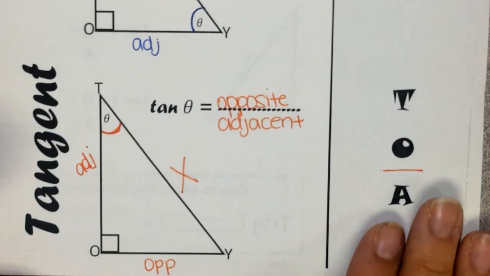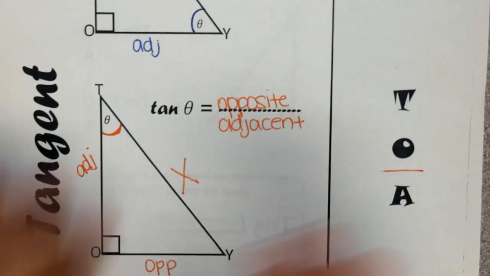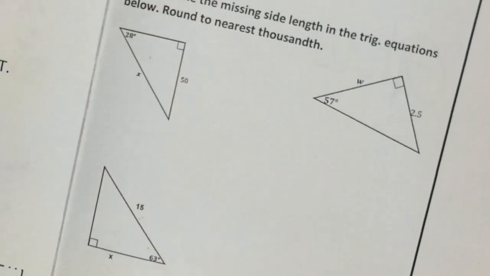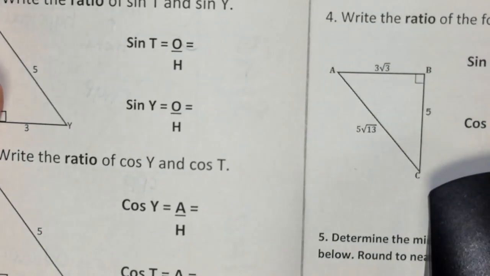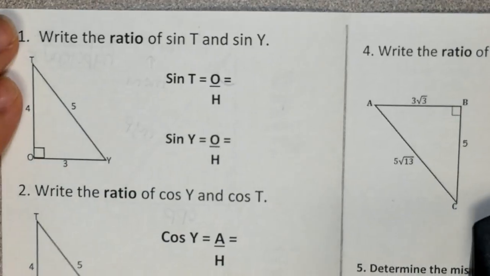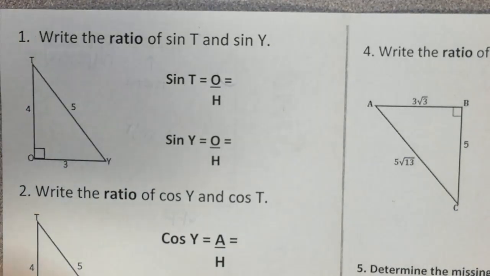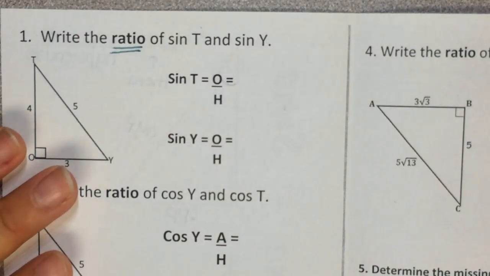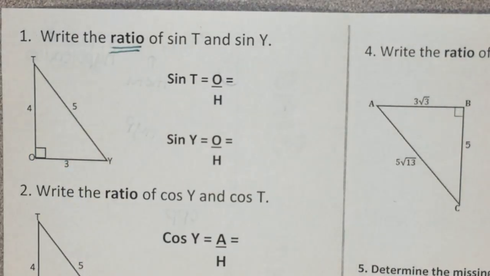All right? Are we done with the front? So let's open up. And now we're going to do examples 1 through 4. It says write the ratio. What is a ratio? It's a fraction. I want a fraction. If I tell you to write the ratio, I want a fraction. It is comparing two things. It's a comparison. That's another way you could write about it.